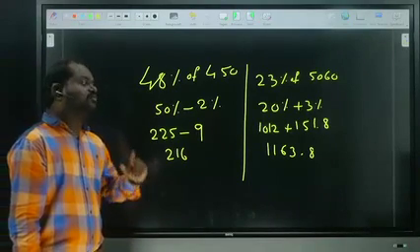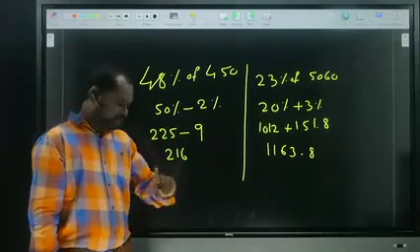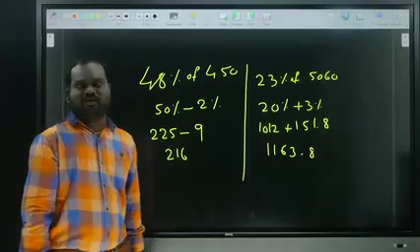And what I said, when we require 10%, put the point before the last one digit. When we require 1%, put the point before the last two digits. Right? Is it clear?